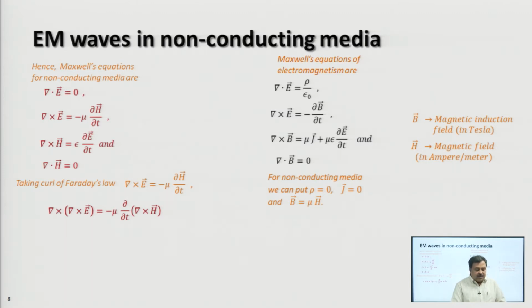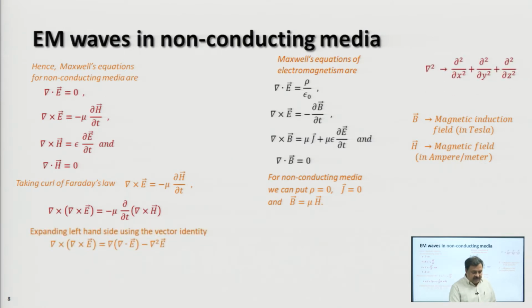Now, let us take curl of Faraday's law. Faraday's law is del cross E equal to minus mu delta H by delta T, and let us take curl of this equation. So, on the left hand side we have del cross curl of E equal to minus mu delta by delta T of del cross H. Now, the left hand side we will expand using vector identity.